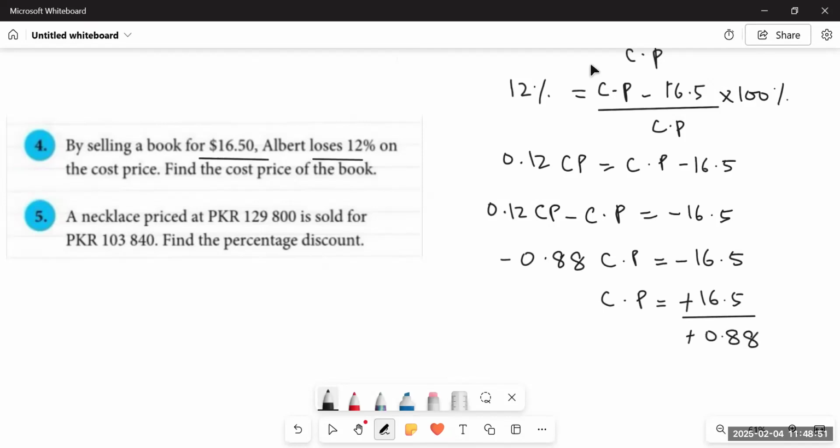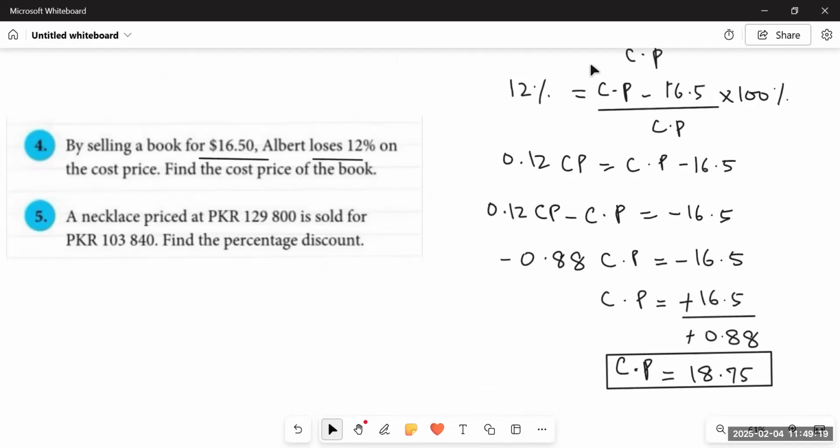Now when we divide 16.5 by 0.88, we get a total of 18.75. It means the cost price is $18.75. You see how easily we have calculated the cost price by using the formula and putting the values in this particular question.